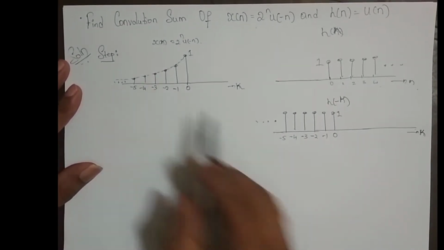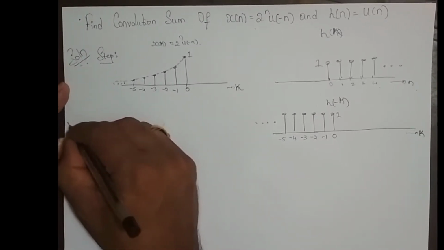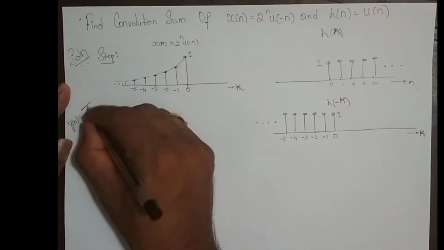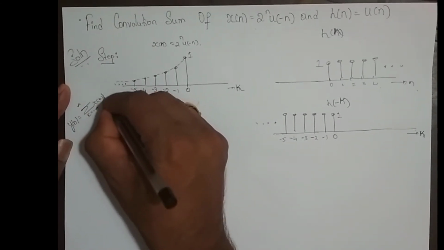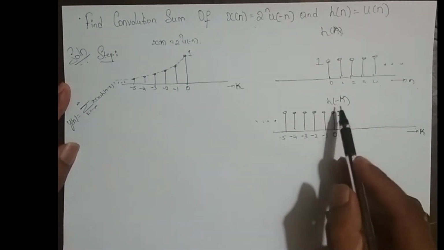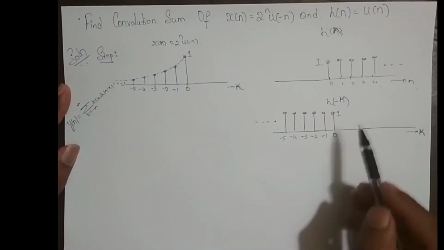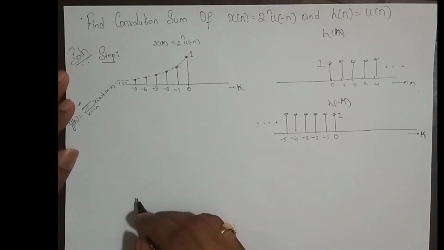What is the formula of convolution sum? y of n is equal to summation k varying from minus infinity to infinity x of k h of n minus k, right? I have x of k and I have h of minus k, but n is there in the formula. We'll see that. Okay, fine. What is the next step? This is step number 1. What's the next step? Step number 2.